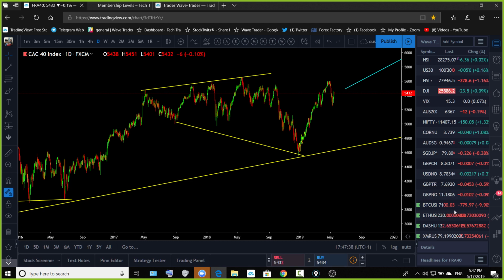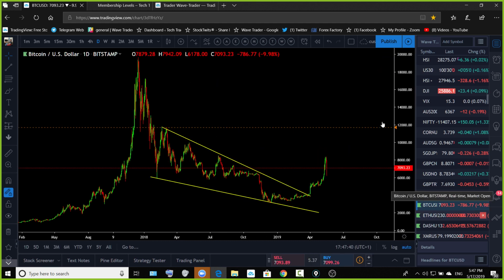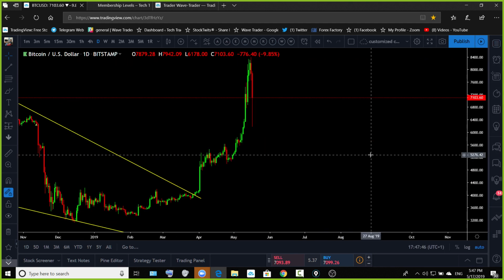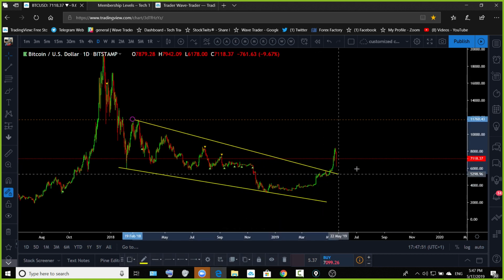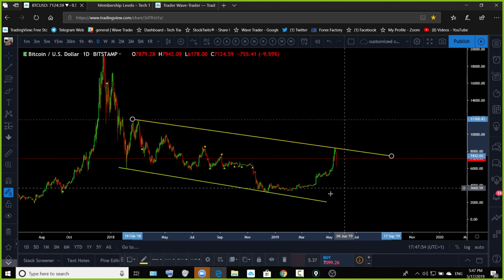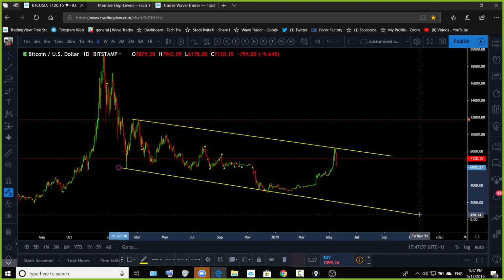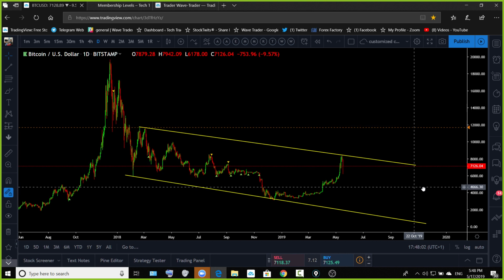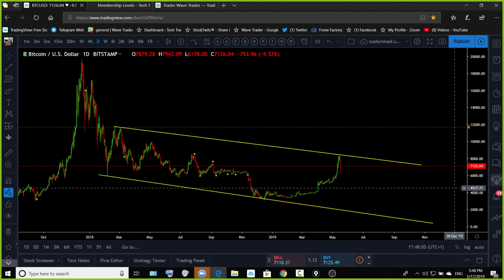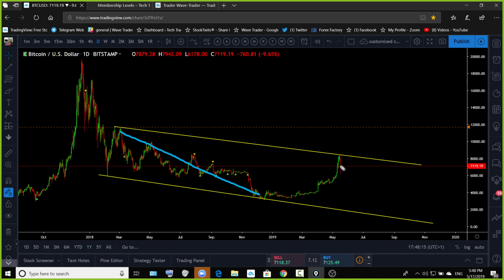Now let's get back to Bitcoin. And there you got the Bitcoin. It went up and then went down very aggressively, which means the volatility is there. So what we are looking for is simply that trend line there, extend that trend line there. This is the recent structure which we can see on the Bitcoin.